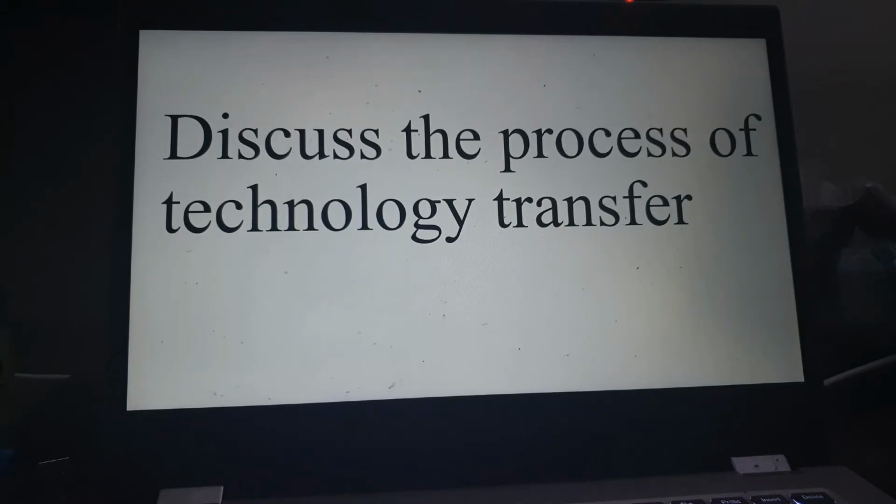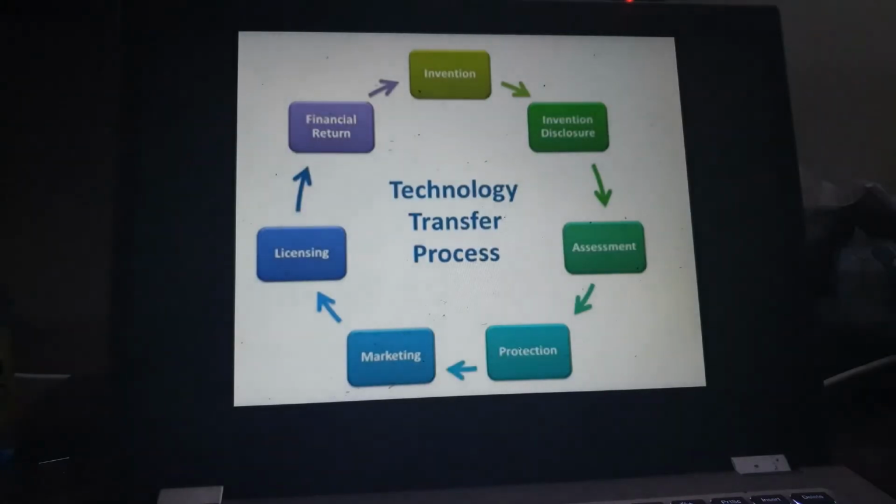Let's now discuss the process of technology transfer. Yes, it is a process. You can see invention, disclosure, assessment, protection, marketing, licensing, and financial return. So it starts with something new is created. That's the invention. Something new is created. Some innovation is made.